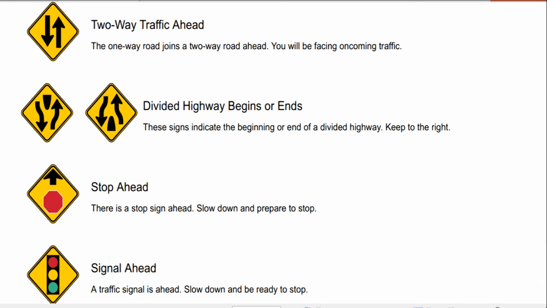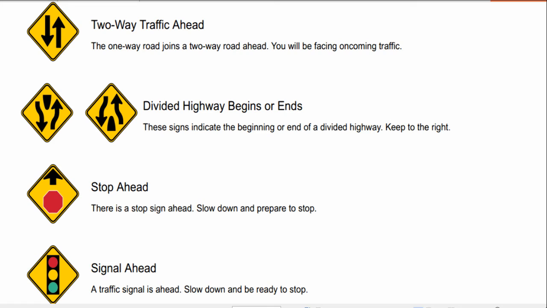Two-way traffic ahead. The one-way road joins a two-way road ahead. You will be facing oncoming traffic. Divided highway begins or ends. These signs indicate the beginning or end of a divided highway. Keep to the right. Stop ahead.